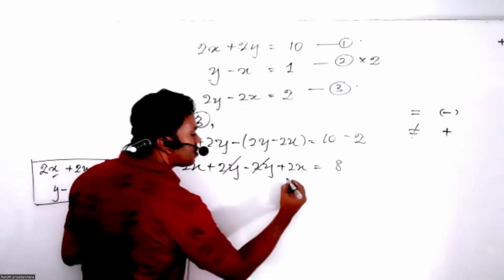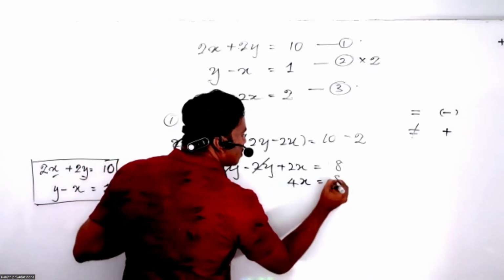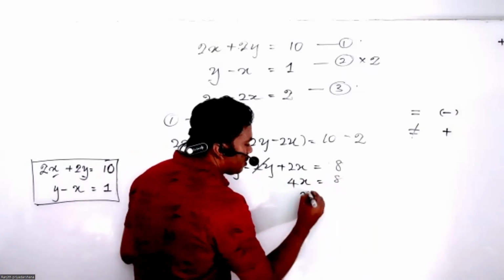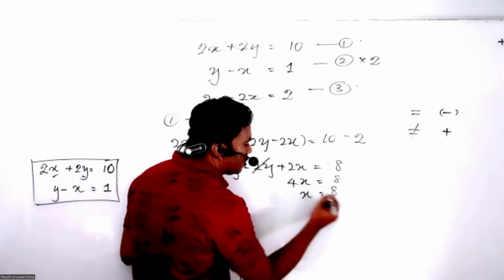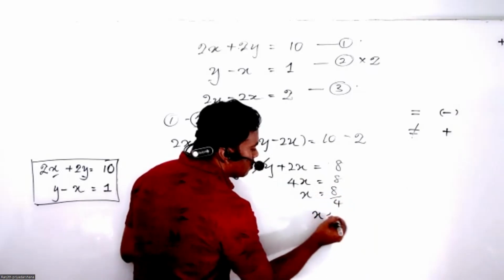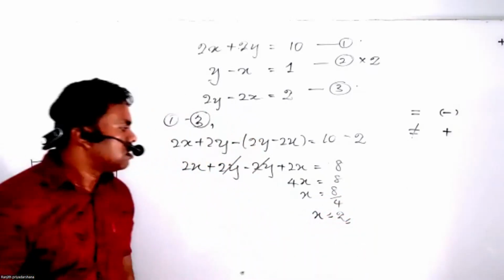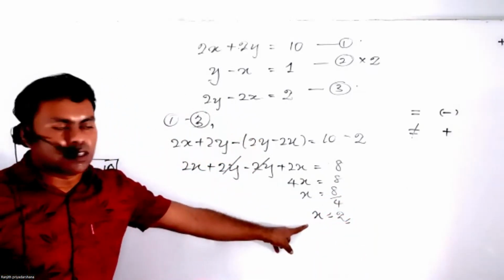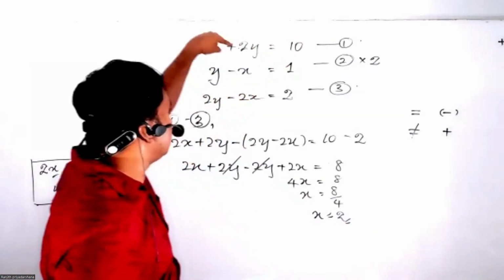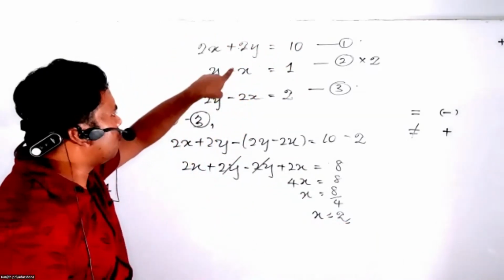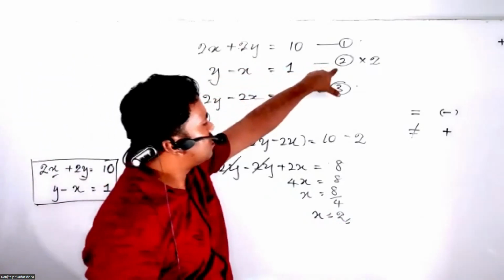2x plus 2x equals 4x. 4x equals 8. Now you can see x equals 8 divided by 4. Then x equals 2. Now you have found x equals 2. Therefore, you can substitute this x value into whichever equation is easier. Let's substitute into the second equation.